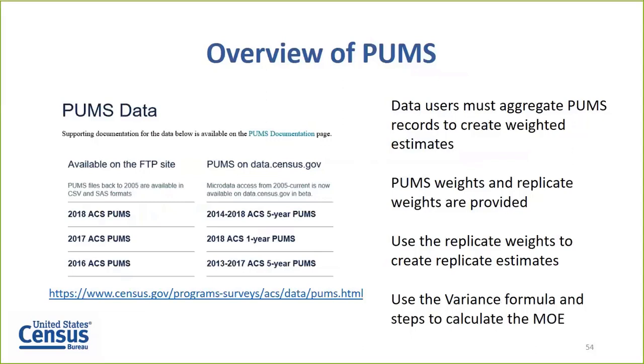On the screen is the screenshot for accessing the data using the web page. And as I said in the previous slide, PUMS data provides individual records that data users must aggregate to form estimates. Unlike on data.census.gov or in the VRE tables, there are no pre-tabulated data. Weights are included on the PUMS file so that the data user may create weighted population estimates. Data users will also need to calculate replicate estimates, and they may do so by summing the replicate weights. And we'll see what the replicate weights look like in the worked example in a few slides.